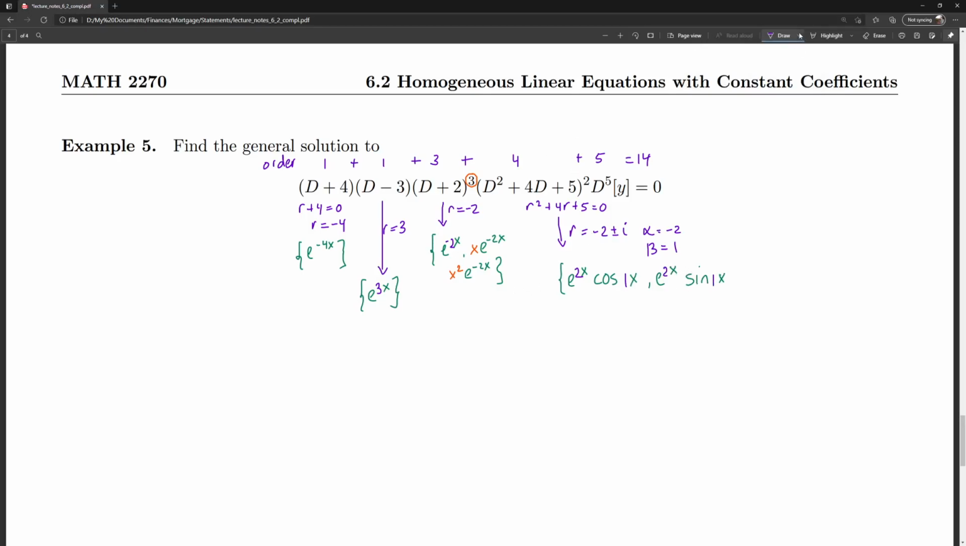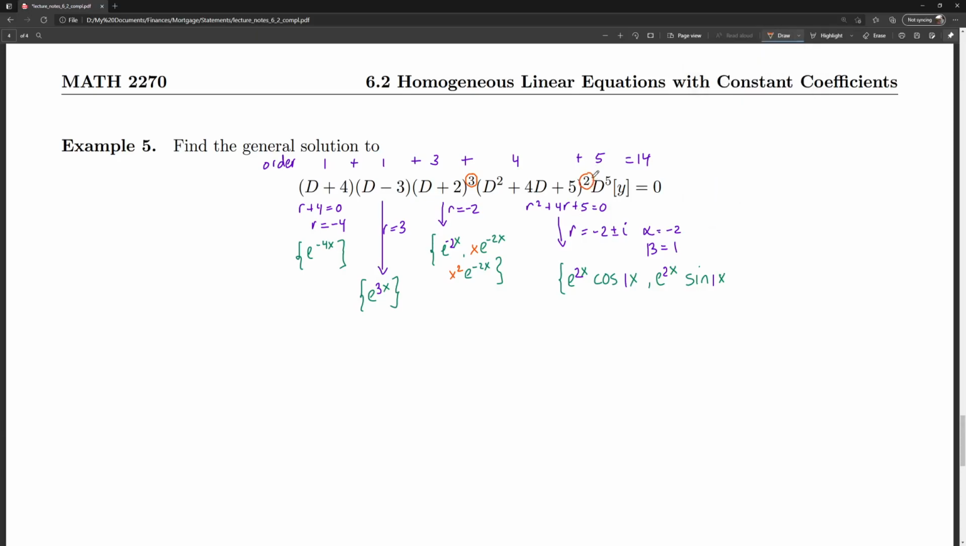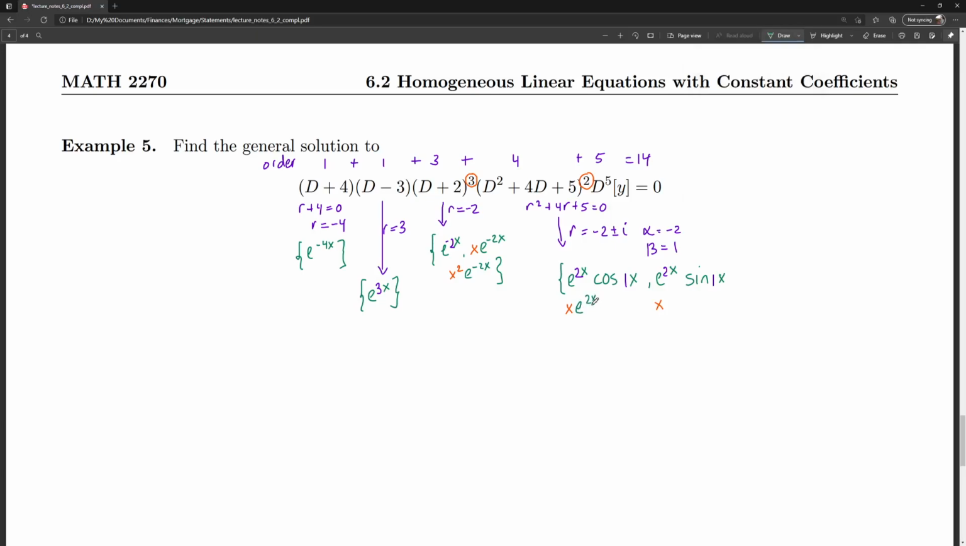But we have to be careful here. That's not the only answer. We have the multiplicity 2 there. So we also have to multiply both of these solutions by x. And that means we get x e^(-2x) cosine of x, and then x e^(-2x) sine of x. And so the order 4 leads to 4 parts of the general solution.